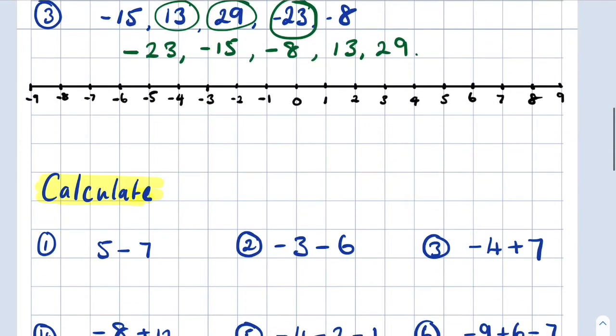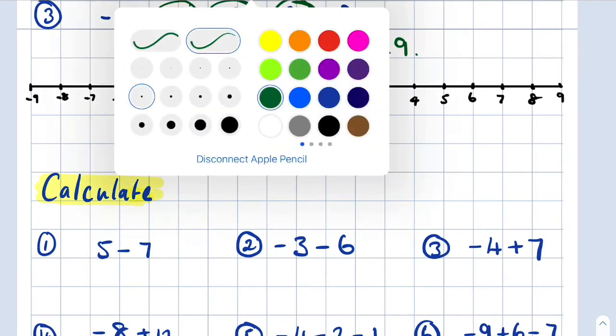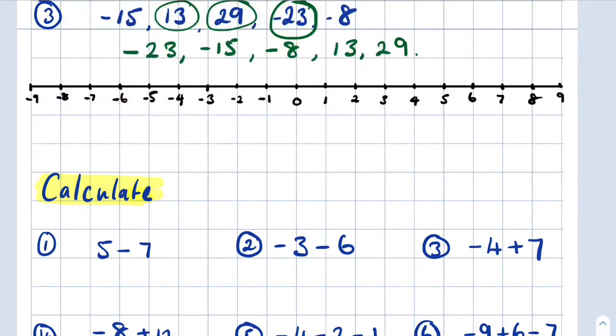Right, let's do some calculations with these negative numbers now. 5 take away 7. How can we do a calculation on that? Well, here's 5, just to make a little dot there, and we want to subtract 7. Some people switch the numbers around in their head and they do 7 take away 5 and they think the answer's 2. But here we are starting at 5 and we are taking away 7. So that's going to be 1, 2, 3, 4, 5, 6, 7. We've ended up at -2. That's that one.